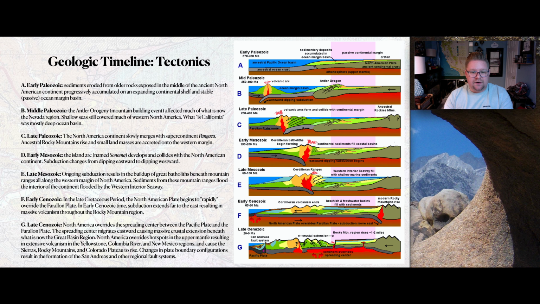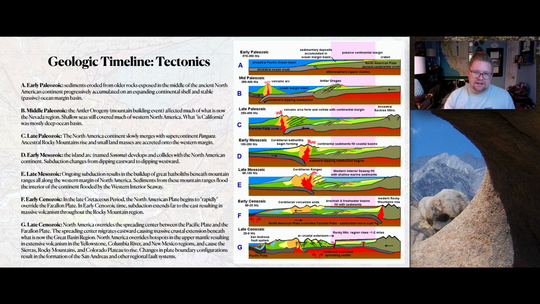Moving into letter E, the late Mesozoic, the ongoing subduction results in the buildup of great batholiths beneath the mountain ranges all along the western margin of North America. Sediments from these mountain ranges flood the interior of the continent, flooded by the Western Interior Seaway. Moving into letter F, the early Cenozoic. In the late Cretaceous period, the North American plate begins to rapidly override the Farallon Plate. In early Cenozoic time, subduction extends far to the east, resulting in massive volcanism throughout the Rocky Mountain range.